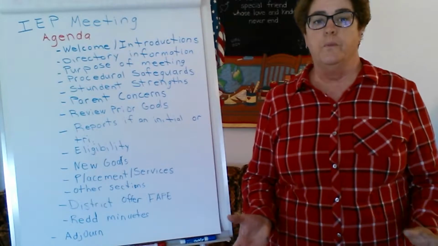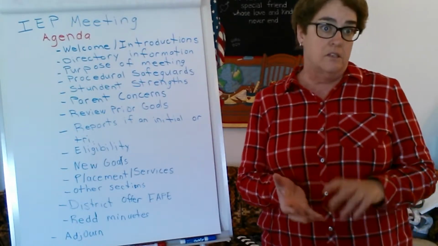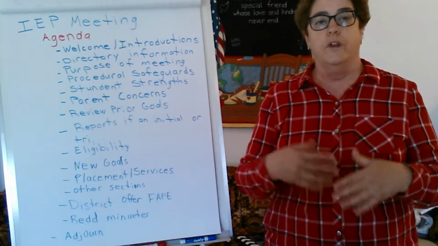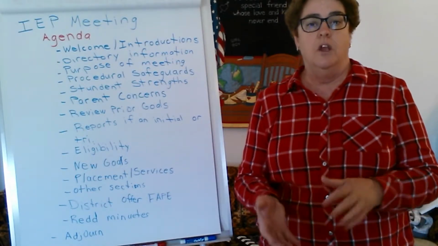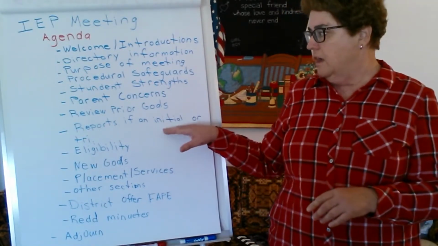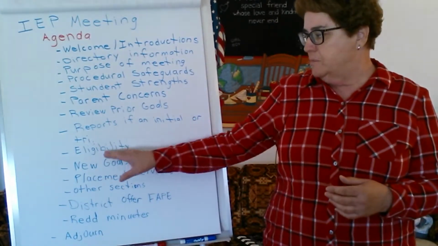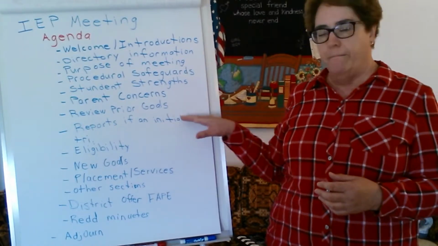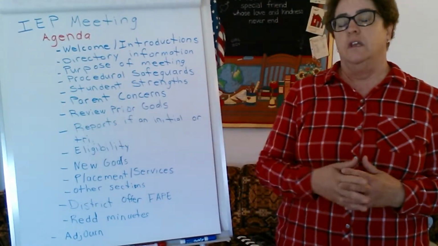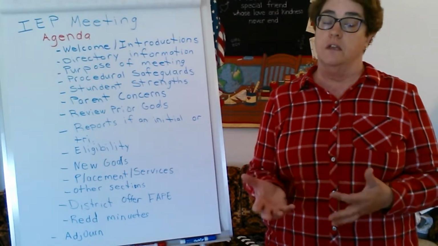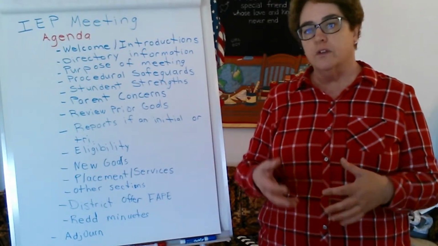Whatever was assessed, speech, OT, APE, whatever was assessed, or whatever services that student has, those reports will go through them. Eligibility is determined by looking at these reports from all the different specialists at an initial, at a tri. We want to see, does that eligibility still fit or not?